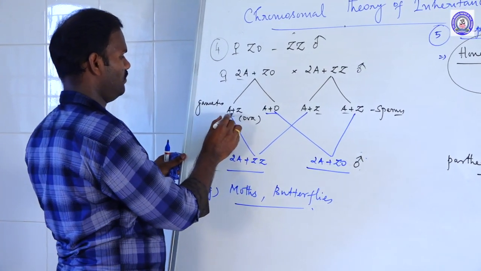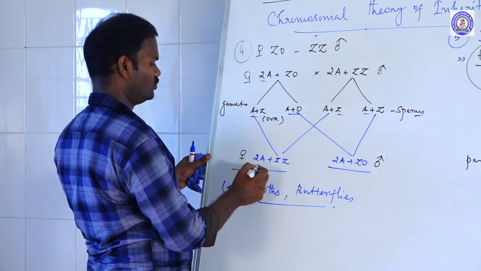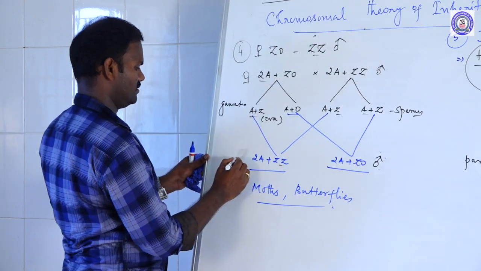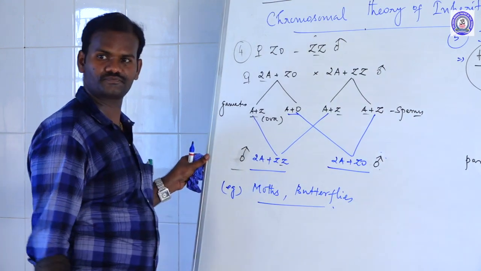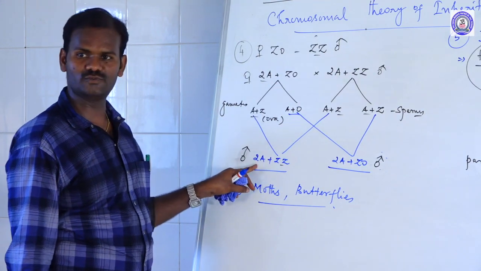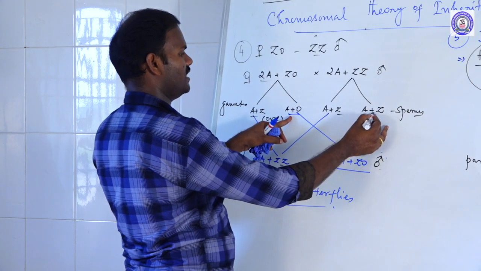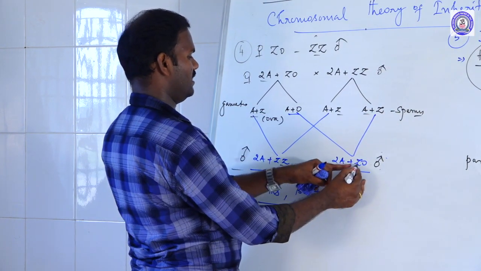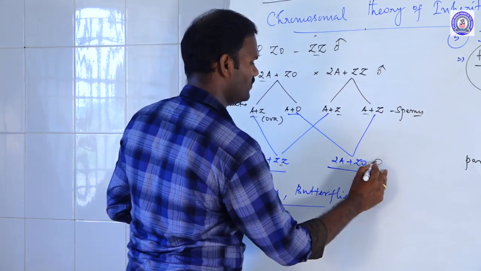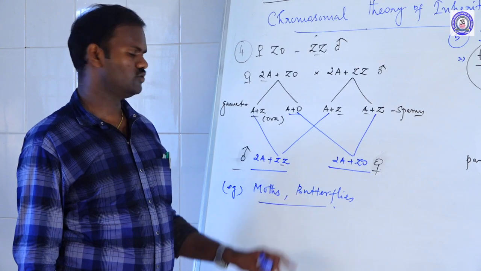But this egg A plus Z fused with A plus Z to form 2A plus ZZ, actually male. Sorry, this is a male, A plus Z, it is a male offspring. Another gamete A plus 0 fused with A plus Z sperm to form 2A plus Z0. Z0 is a female. Sorry, it is a female offspring. So this type of sex determination is present in moths and also butterflies.